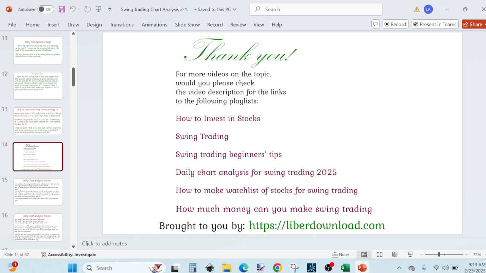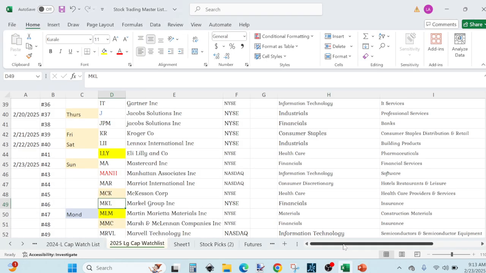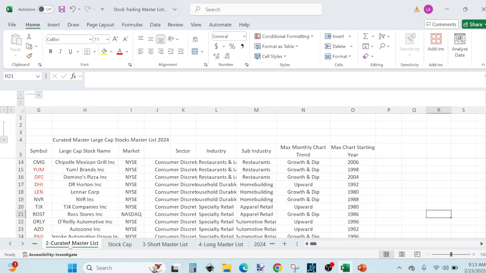You have a playlist for those videos that shows you how you can create your own watch list of stocks you handpick by using some criteria to filter them, and you'll have your library of stocks that you like to trade from. You'll have a larger library, and you can pull a certain number of stocks from your master list to your watch list, which will be a smaller number.